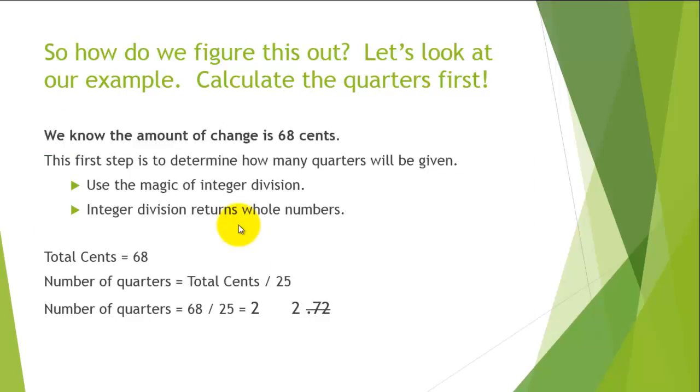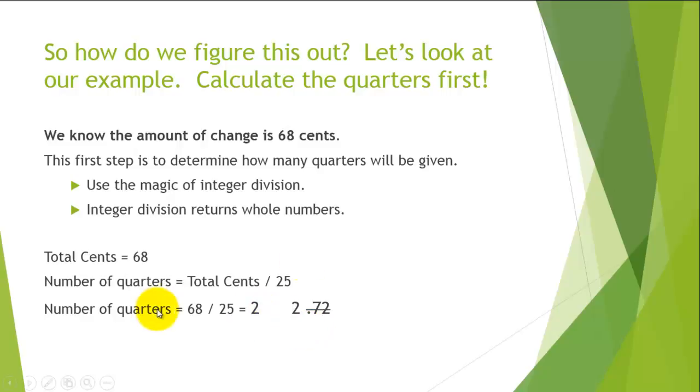So the way to handle this problem is to calculate your quarters first. So we're going to use the magic of integer division, because integer division only returns whole numbers. So if our total amount of change we're getting back is 68 cents, how do we calculate the number of quarters using integer division, David? Well, each quarter is 25 cents, so you just want to see how many of those will go into 68. You can do it in your head, but you say, well, 2 of them is 50 cents, the next one won't fit, so 2 quarters are in there.